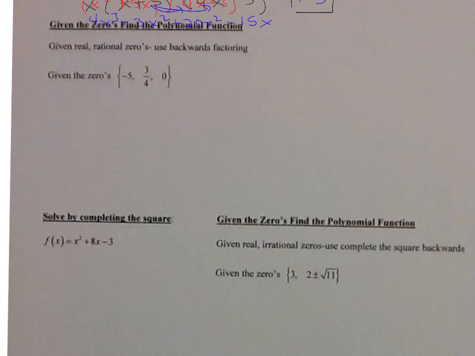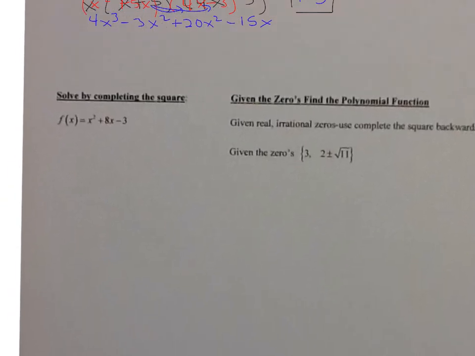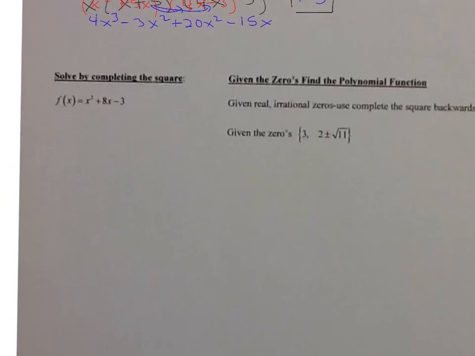Now, what happens if we have irrational zeros? So what we're going to do, because you see I have irrational roots here, is use completing the square backwards. So I just want to review completing the square so we have something to reference. So I want to find my solutions here. So it's x squared plus 8x minus 3 is equal to 0.